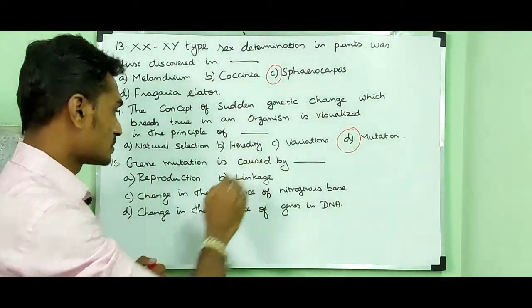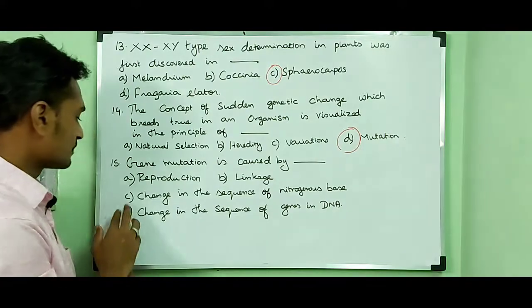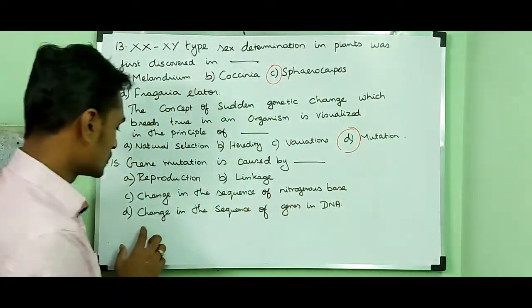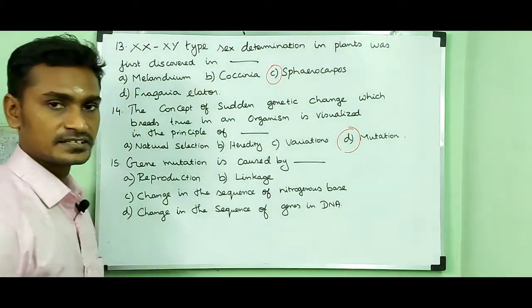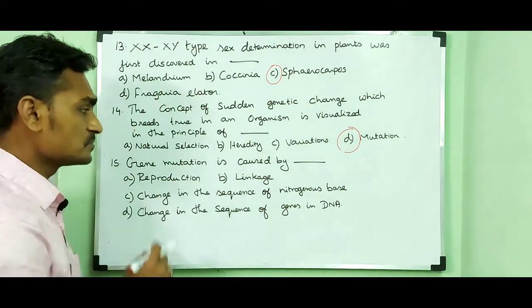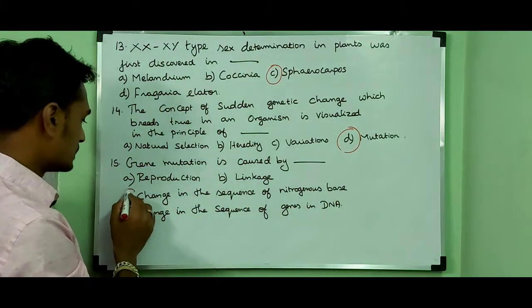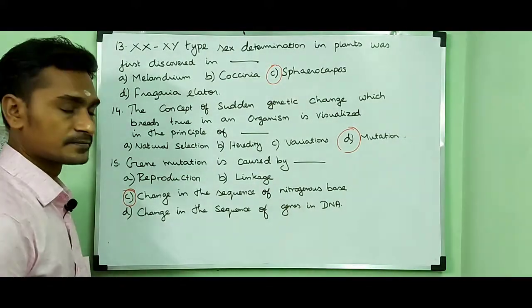Gene mutation is caused by dash. Option A, reproduction. Option B, linkage. Option C, change in the sequence of nitrogenous bases. Option D, change in the sequence of genes in a DNA. So gene mutation is caused by a change in the sequence of nitrogenous bases. So option C is the right answer.